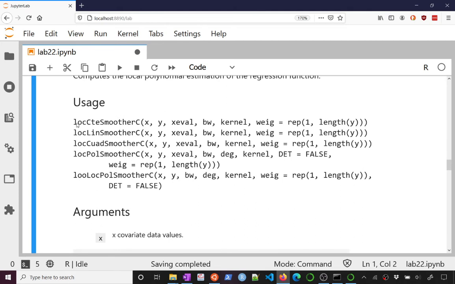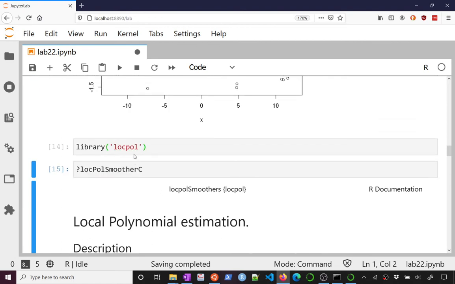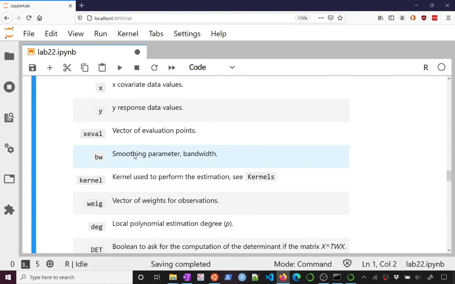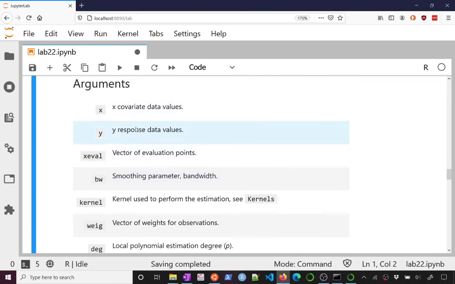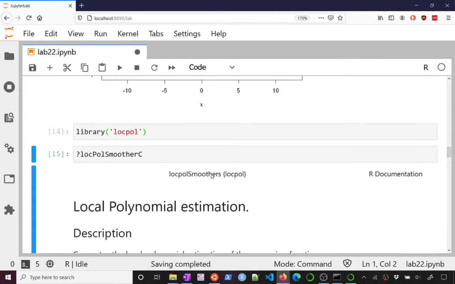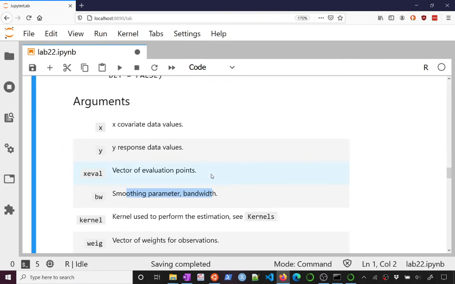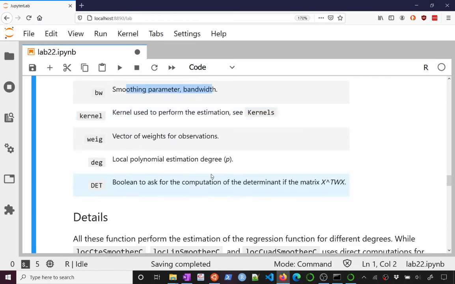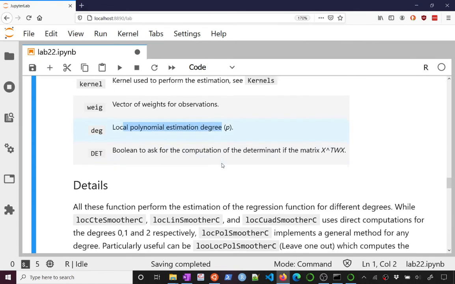But the most general, I think, is this local polynomial smoother. And it has x, y, has the kernel, and it has a particular bandwidth for the kernel. So in particular, you can add in a scale constant to these kernels, and often that needs to be decided. It has a degree for estimation of the polynomial degree to fit.